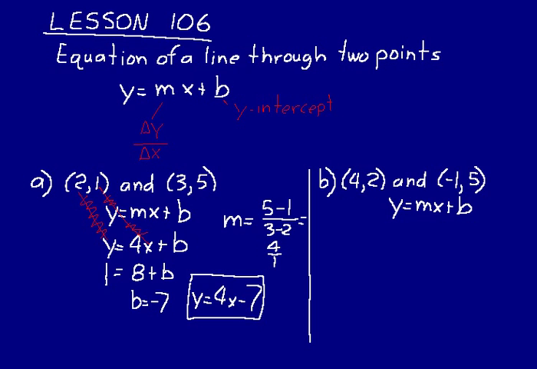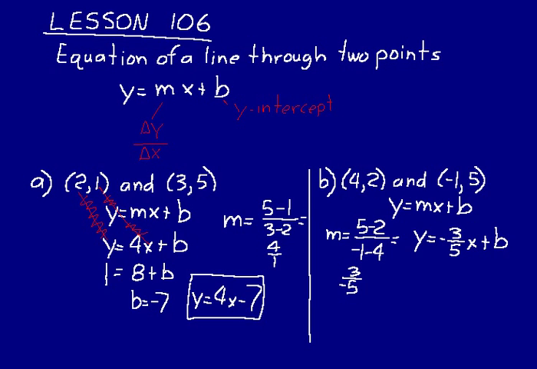So our slope, we use our slope formula. M is equal to the change in the y values. That would be 5 minus 2 over the change in the x values, -1 minus 4. And so that equals 3 over -5, or just -3/5. So put that into your equation. Y equals -3/5 times x plus b.